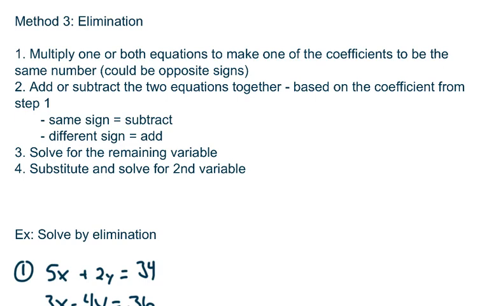Once we get the numbers to be the same, we can move on to step number 2. We're going to add or subtract the 2 equations together, and it's based on the coefficient from step 1. So if we decide for the y's to be the same number, the signs on the y's determine whether we add or subtract. It doesn't matter what the x is. Likewise, if we went for the x's to be the same, then we look at the sign on the x. If the signs are the same, we're going to subtract the 2 equations. If they're different, we're going to add, okay? Step number 3 then says solve for the remaining variable, and once we get the first variable, we substitute it back into one of the original equations and solve for the second variable.